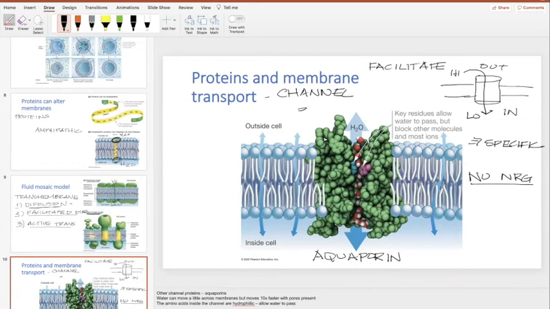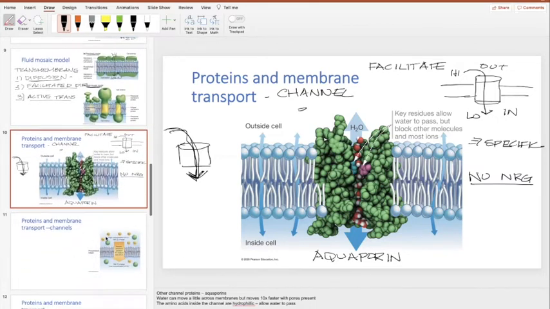Now, one of the disadvantages of just a regular old channel protein is that as long as it's there and as long as it's open, you can't control the rate of things flowing into the cell, right? They're just going to flow in down their concentration gradient. There's no controlling the rate. So let's look at an example of a modified channel protein where you are able to control the rate.